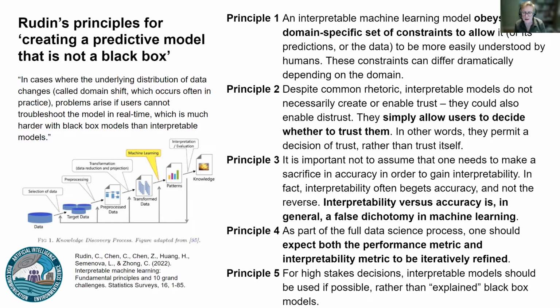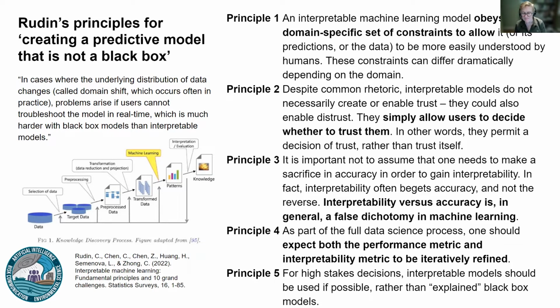Principle 2, despite the common rhetoric, interpretable models do not necessarily create or enable trust. They could also enable distrust because you're allowing insight into the model. They allow the users to decide whether or not they want to trust the models. In other words, they permit a decision of trust rather than trust itself. Principle 3 is that it's important not to assume that you need to make a sacrifice in accuracy in order to gain interpretability. In fact, in this team's view, interpretability often begets accuracy, not the reverse. Interpretability versus accuracy, in other words, is in general a false dichotomy in machine learning.